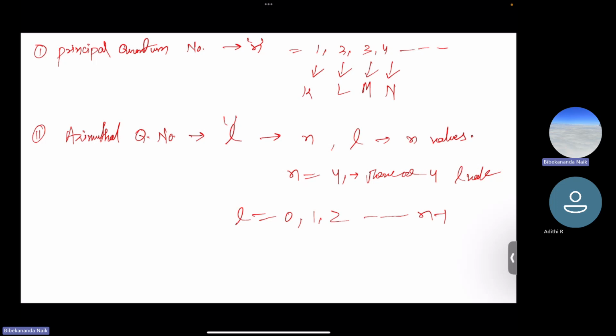Corresponding to different l values, we also have different names. l equal to 0 means the s subshell, l equal to 1 the p subshell, then d, then f, corresponding to l equal to 2 and l equal to 3. Then talking about the other two quantum numbers, one is the orbital magnetic quantum number, another is the spin magnetic quantum number.